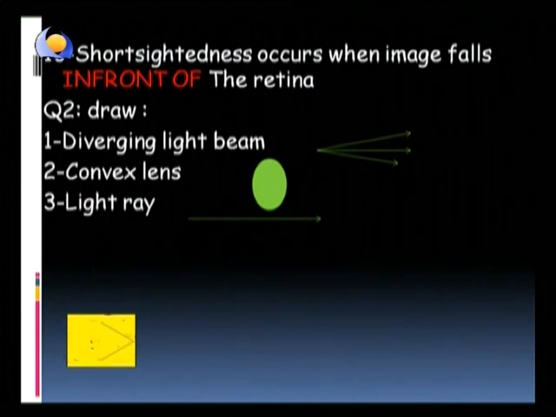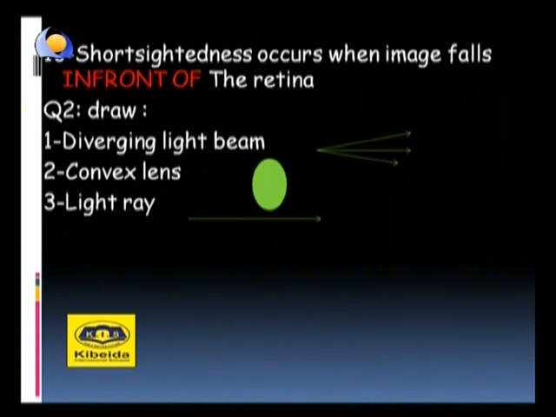Number two, convex lens. You can see the convex lens is thick at the middle and thin at the edge. This is what we call a convex lens, or a converging lens, because it converges the light beam into one point. Number three, light ray, just one light ray. If they ask you to draw a light ray and you draw more than one, three or four light rays, this is not a light ray. This is a light beam. So a light ray is just one light ray. This is about the most repeated diagrams in the light unit.